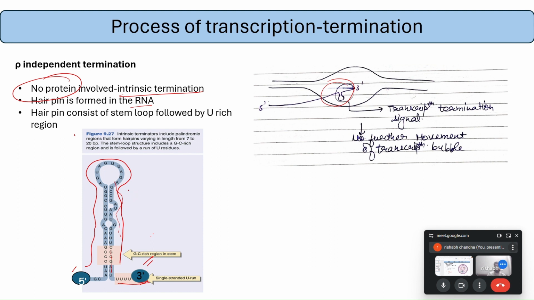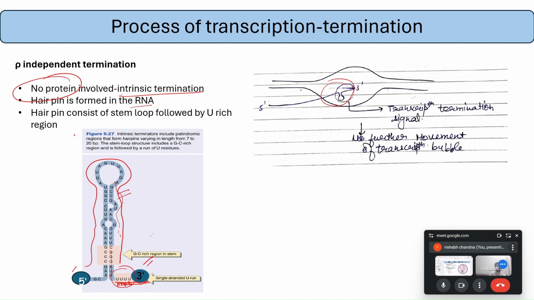Now this stem loop helps in slowing down the polymerase activity, and then this U-rich region is the region where, like we discussed about the opening of the promoter sequence, the complementary base pairing between A and U is really weak. So this helps in breakage of these hydrogen bonds and the RNA molecule is released.